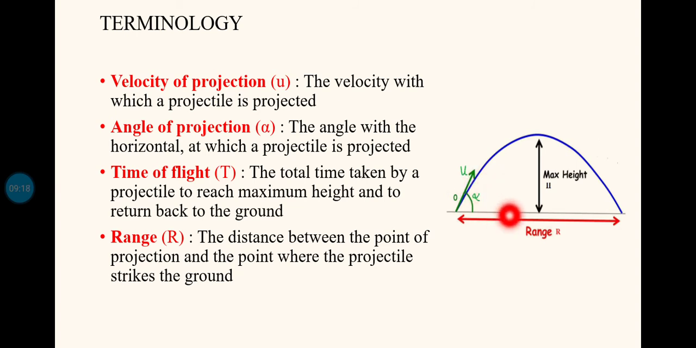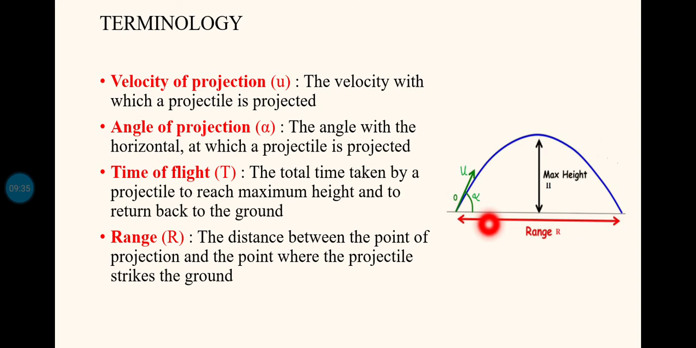That is also very important. Angle of projection is the angle with the horizontal at which the projectile is projected. So the angle made with the horizontal by the initial velocity is known as the angle of projection. This angle with the horizontal is what is known as the angle of projection.